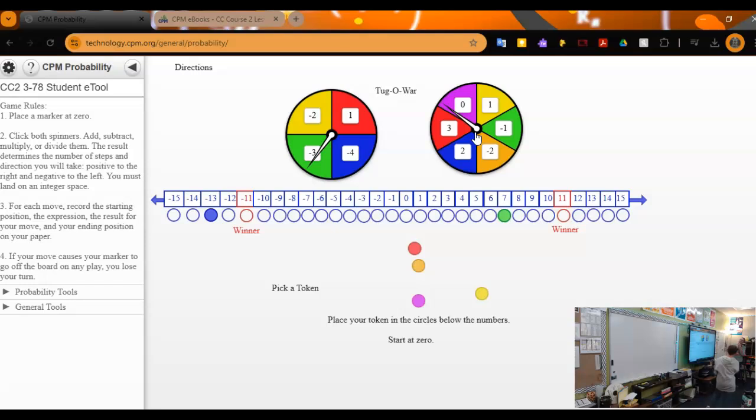-3 and 0. I'm going to subtract them by doing 0 minus -3. What would it be if I do 0 minus -3? Positive 3, because minus a negative. Oh, that's funny. So you have to go positive now.